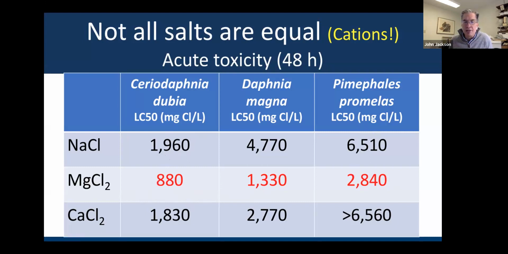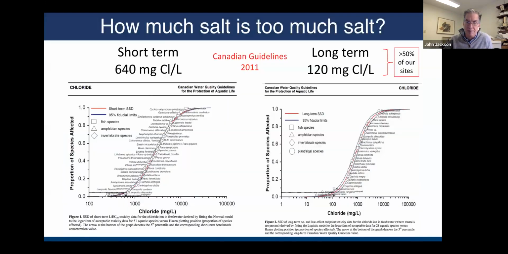These are just acute tests. But remember, we were spiking to 40,000 milligrams per liter chloride, and the LC50 here is 800 to 2,800. So maybe these spikes do matter to some of these guys, but that's not correcting for a temperature near zero.